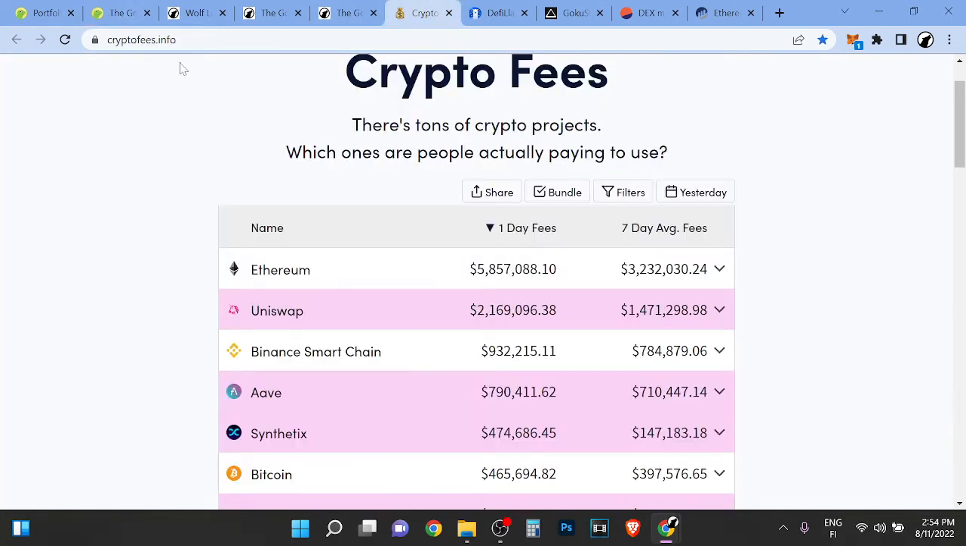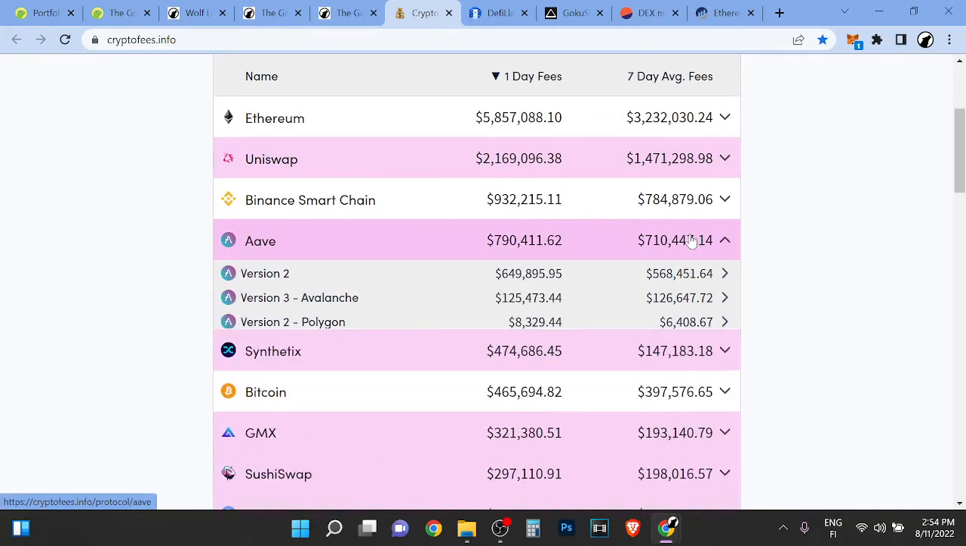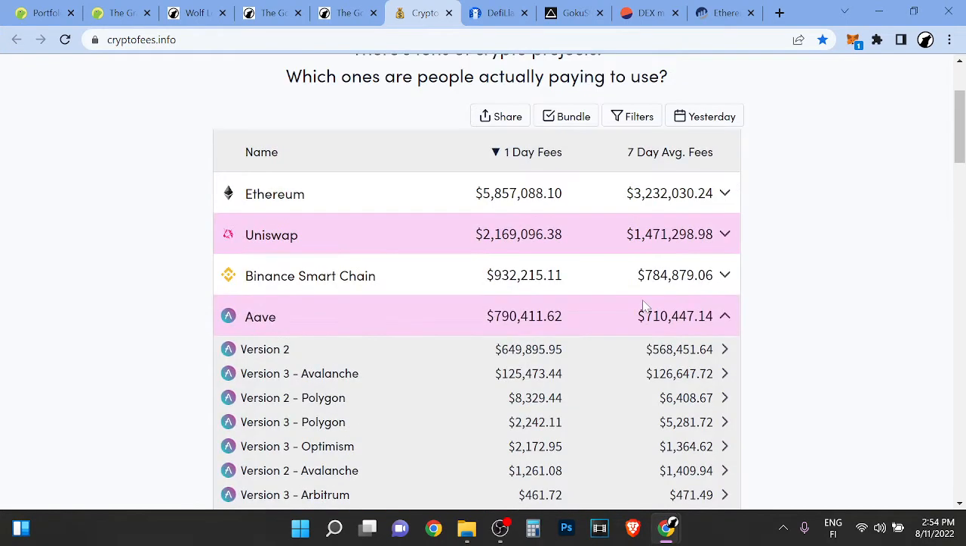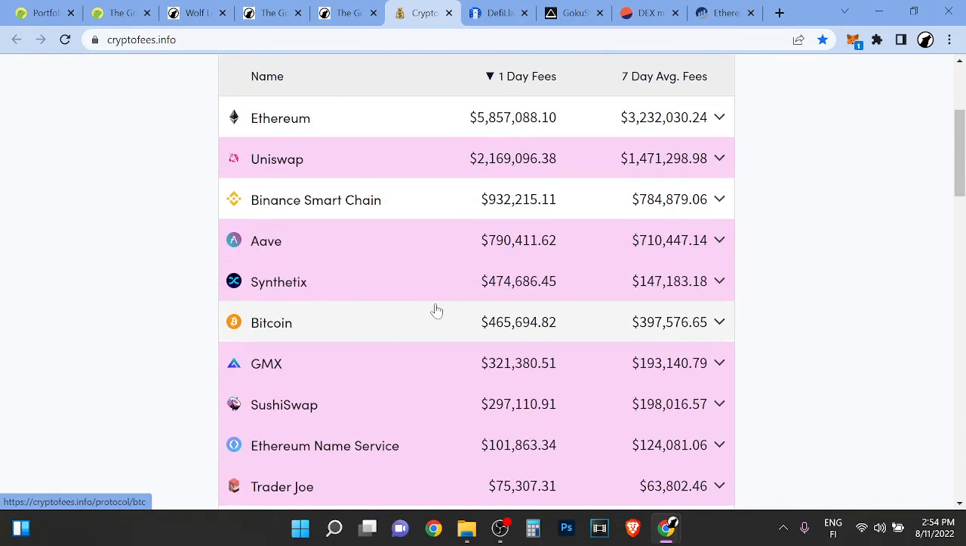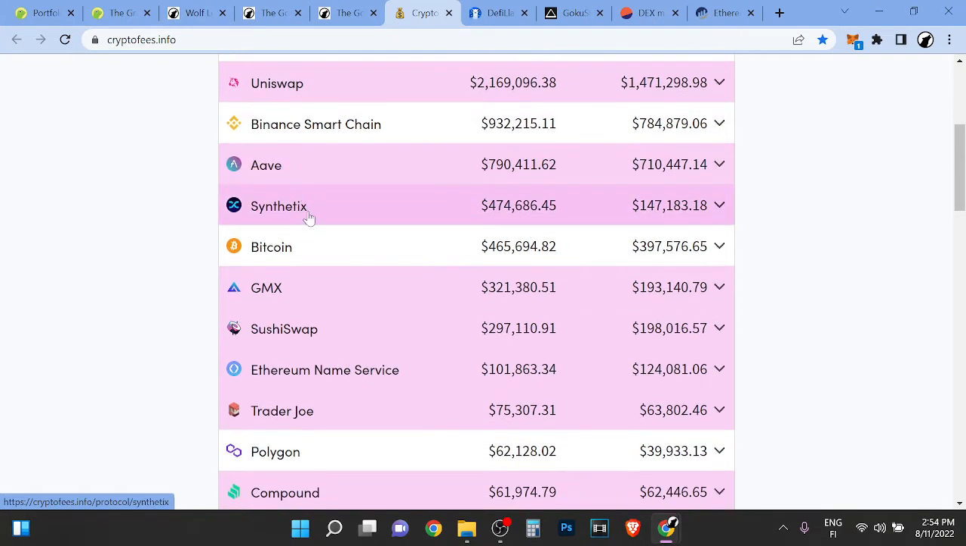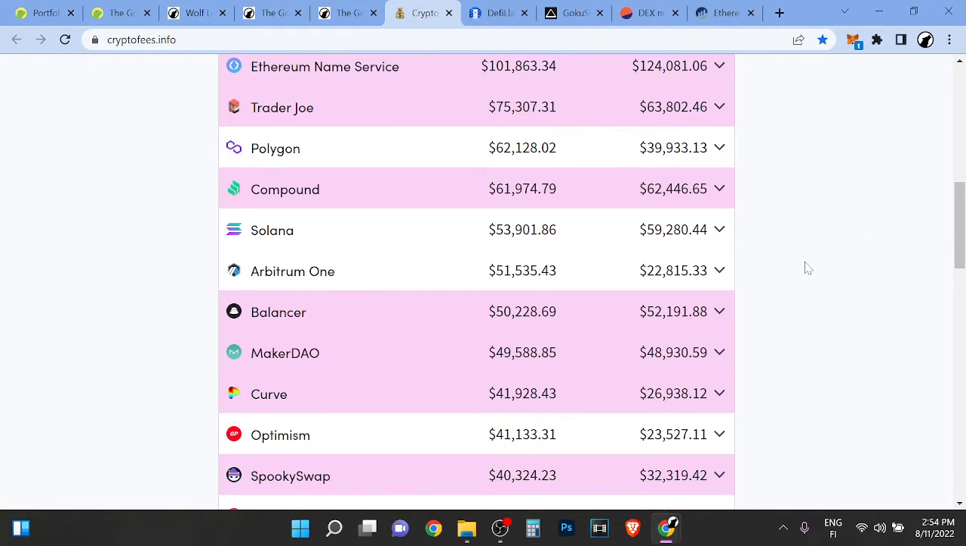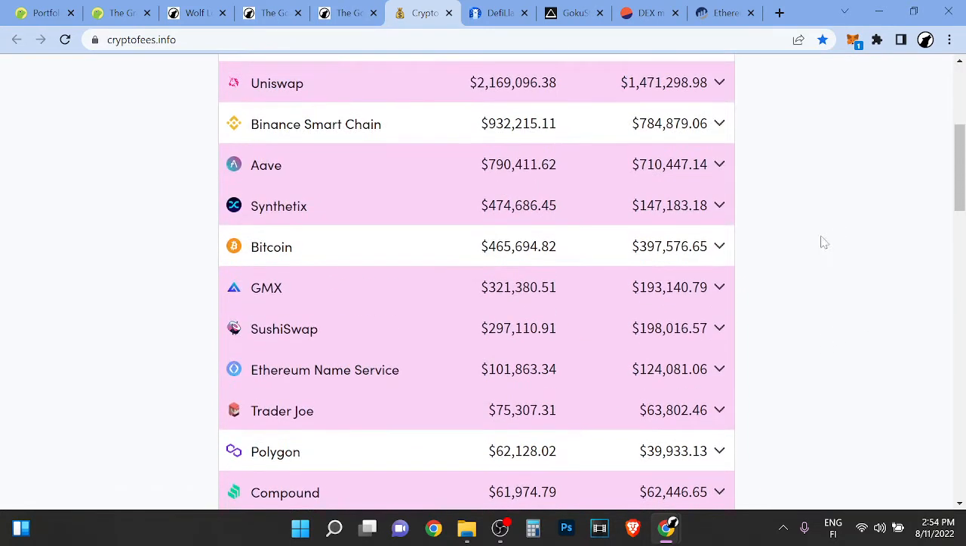There's this website called cryptofees.info. If you come here and look at where the fees are actually coming from, you can see it's coming from the Graph protocol, for example, here. And if you look at the Graph, it's being used, for example, by Uniswap, Aave, Synthetix, Ethereum Name Service, and so on and so on. So it's being used a lot. I like to see that.